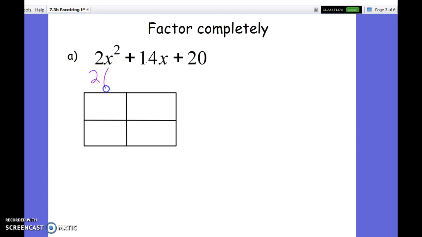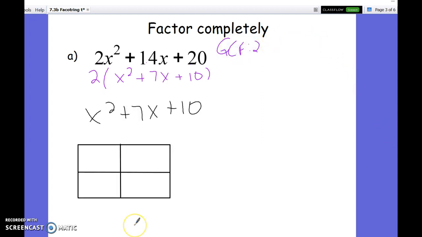When I take 2 out, well, 2x squared divided by 2 leaves me with x squared, 14 divided by 2 is 7, 20 divided by 2 is 10. So I have x squared plus 7x plus 10. Nothing goes into all of those, right? The biggest thing that goes into all of them is 1. So our greatest common factor is just 2. All right, that's our greatest common factor.